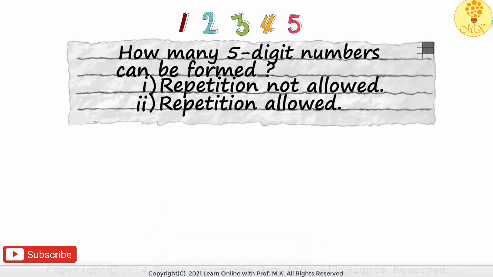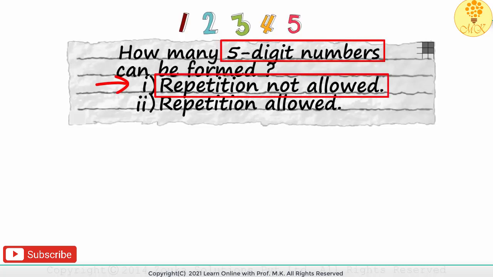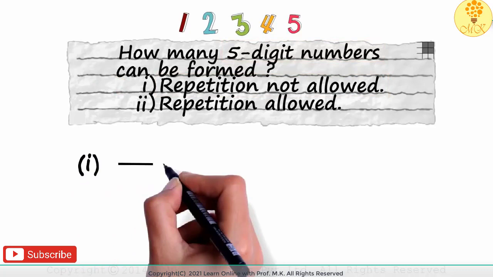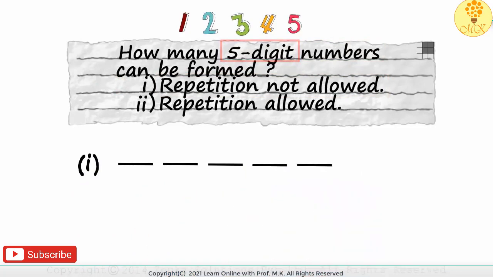Okay, let's understand what's been asked. In the first case, we have been asked to find the number of ways in which 5-digit numbers can be formed when repetition is not allowed. Okay, first things first, let's make 5 slots for the 5 digits. Is there any condition given? No, there isn't. We have been asked for all 5-digit numbers that can be formed using these 5 digits. As there is no condition, we can start from any end. Let's start with the first slot.